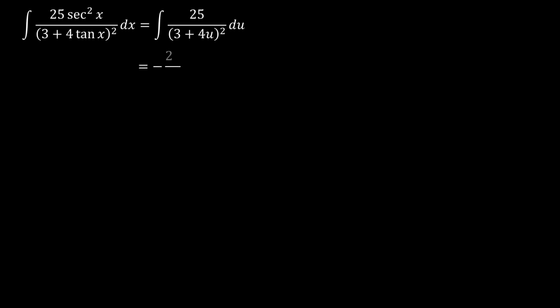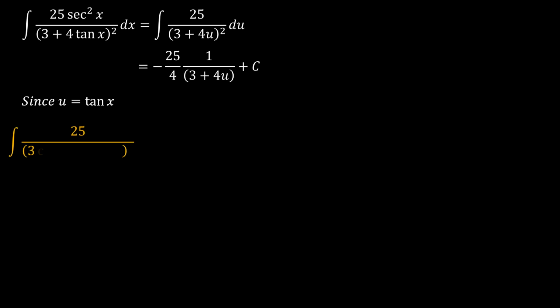So what that becomes is negative 25 over 4 times 1 over (3 plus 4u), plus obviously the integration constant. But since we had substituted tangent x with u, our final answer for the indefinite integral of 25 over the square of 3 cosine x plus 4 sine x is negative 25 over 4 times 1 over (3 plus 4 tangent x).